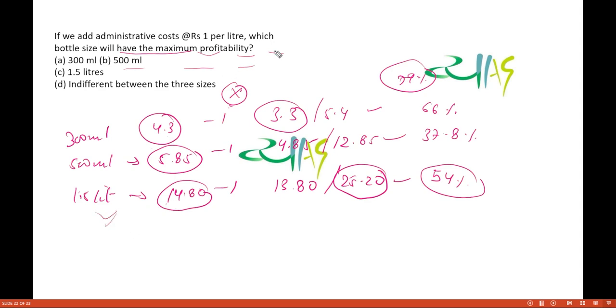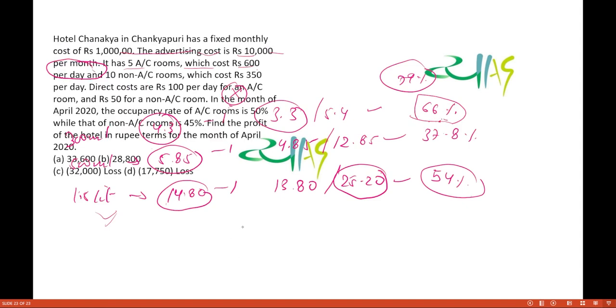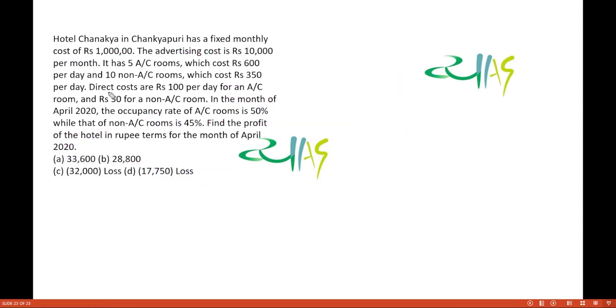Which bottle size will have the maximum profitability? It is still this one. It is still this one, but we have seen the maximum decline in profitability in this one only. So I hope everybody is clear with this. Now let's look at this question.